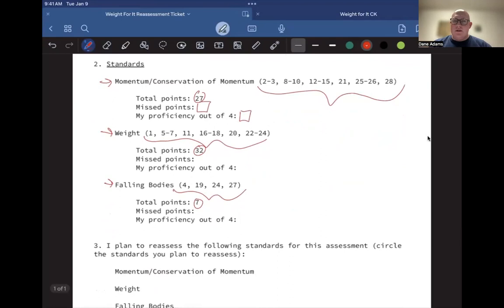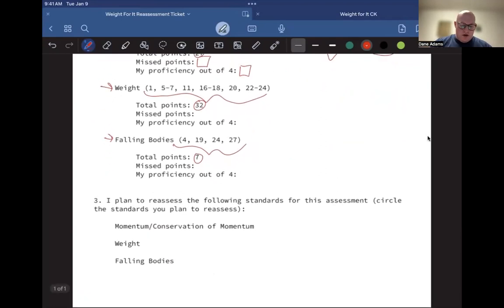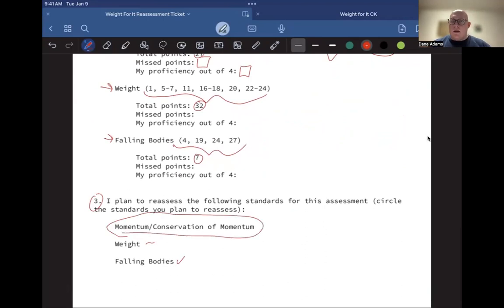But again, the idea is by the end, you can get down here to number 3, and you know very clearly, I did really well on falling bodies, and I did pretty good on weight, but I really struggled on the momentum one. That's the one I think I ought to reassess. And there might be more than one that you want to reassess. So you can circle more than one.